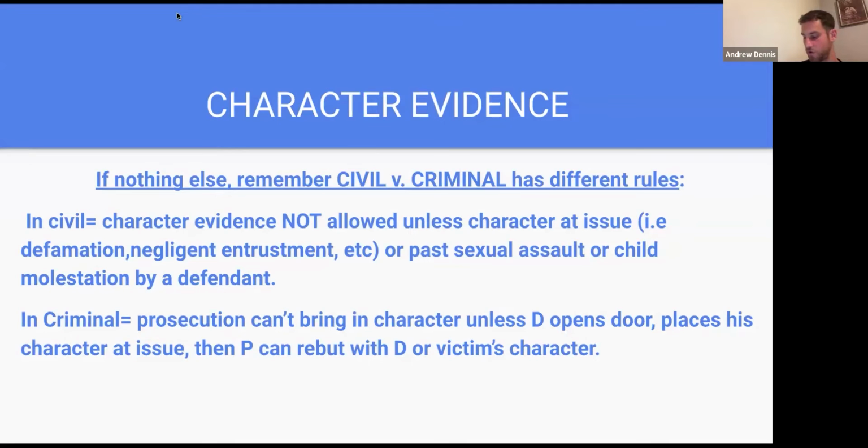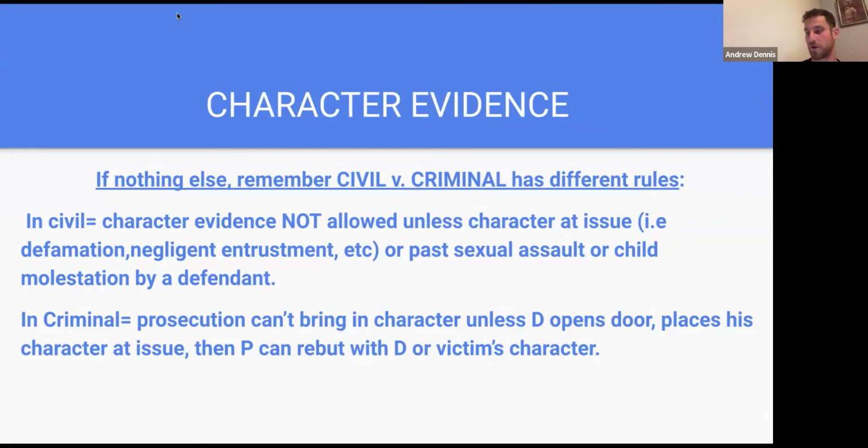So if they say the victim was the aggressor and they open the door, then in a criminal case we could bring in evidence to show that the victim was not the aggressor. Like, he's a peaceful guy, right? But you're not going to bring in character evidence in criminal cases unless they've opened the door. And in civil cases, it's generally not allowed unless character is at issue.